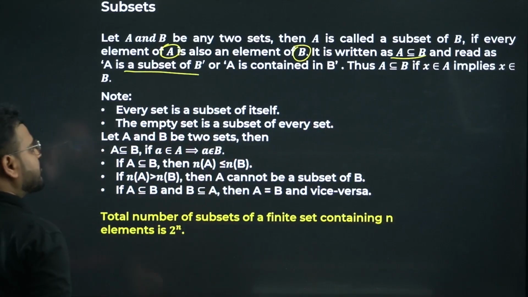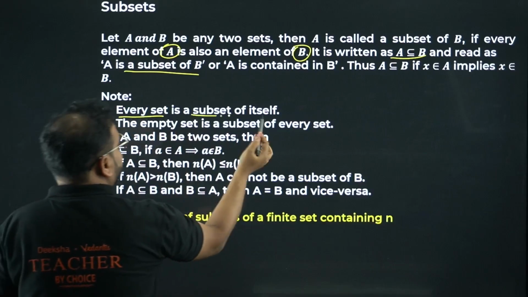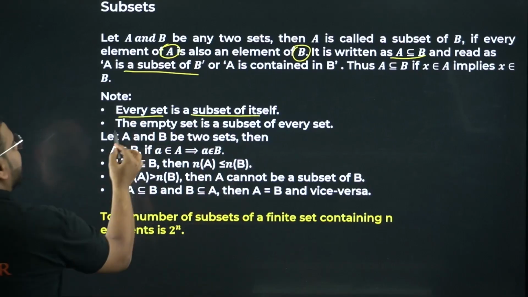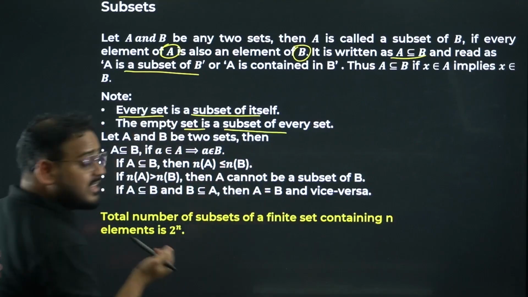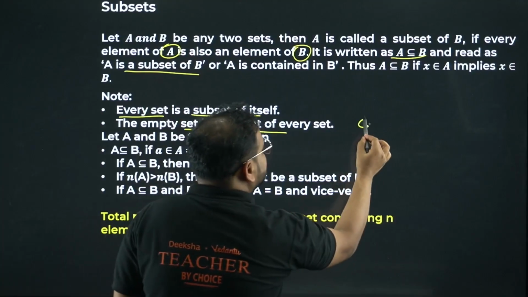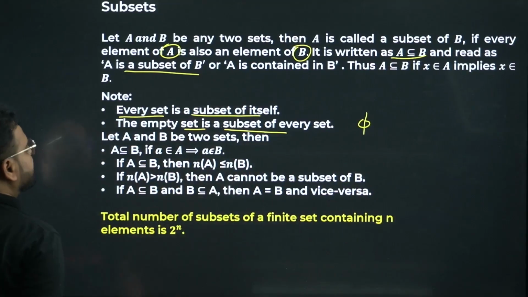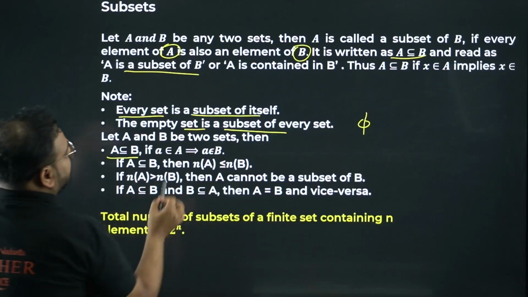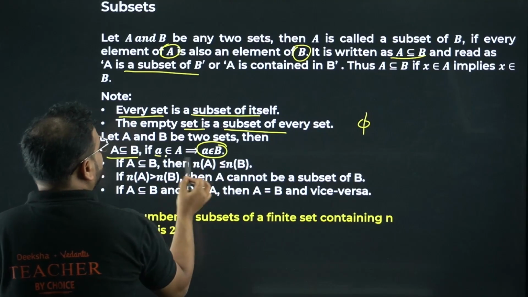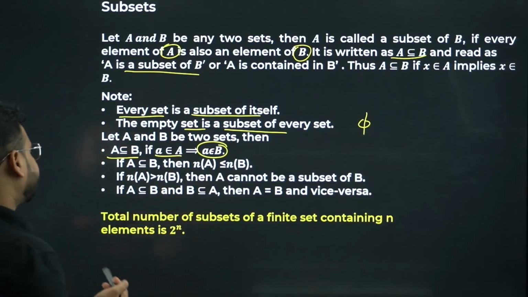Please check, a few notes are there. Every set is a subset of itself. Second, the empty set is a subset of every set. Basically, the null set is a subset of every set. Let A and B be two sets. Then A is a subset of B if every element that belongs to A belongs to B also.